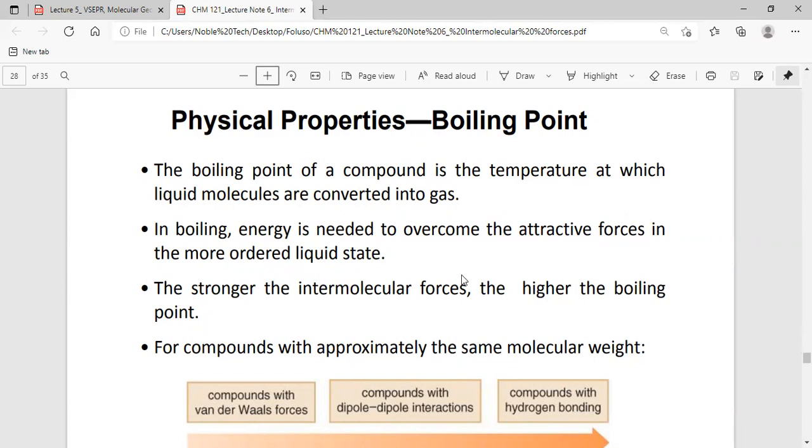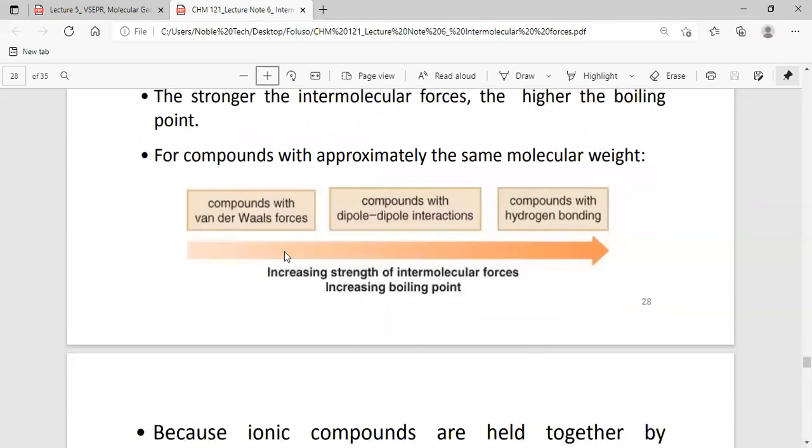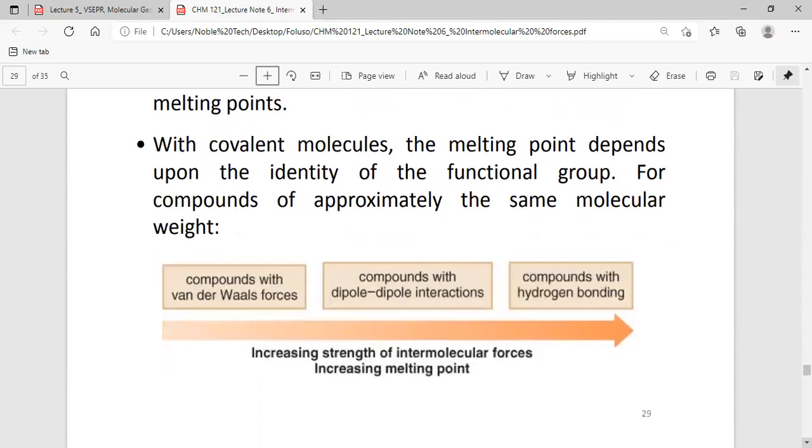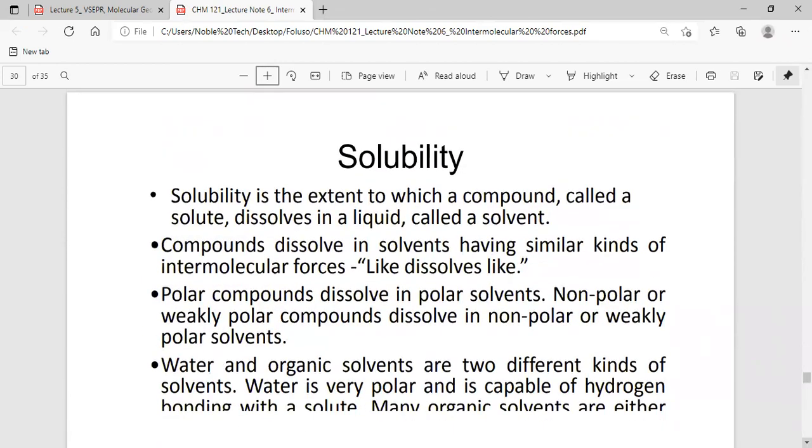So the stronger the intermolecular force of attraction, the higher the boiling point. If you look at it, van der Waals is the weakest, then you have dipole-dipole, then hydrogen bond, so you have an increase in strength and an increase in the boiling point. Ionic compounds are held by electrostatic force of attraction, and because of that, they have very high melting and boiling points. Covalent compounds, on the other hand, have lower melting points, but their melting and boiling points depend on the intermolecular force of attraction between them.